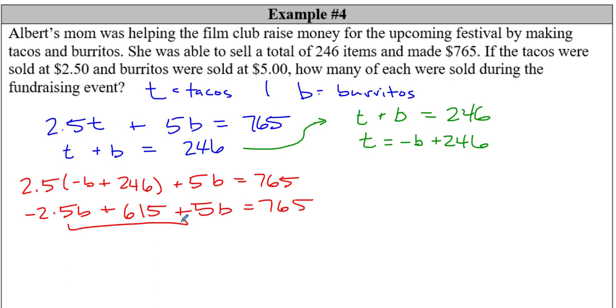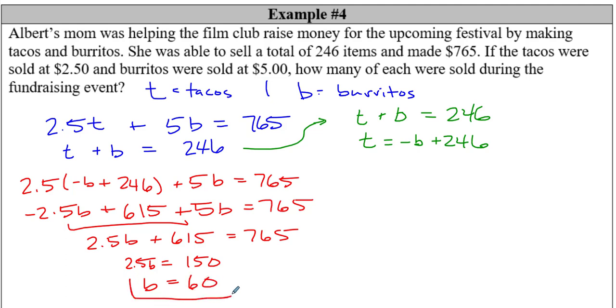We want to combine these like terms, so this then becomes 2.5b plus 615 equals 765. Minus the 615 from both sides, we get 2.5b is equal to 150, and 150 divided by 2.5, b is going to give me b is equal to 60. So it looks like 60 burritos were sold.